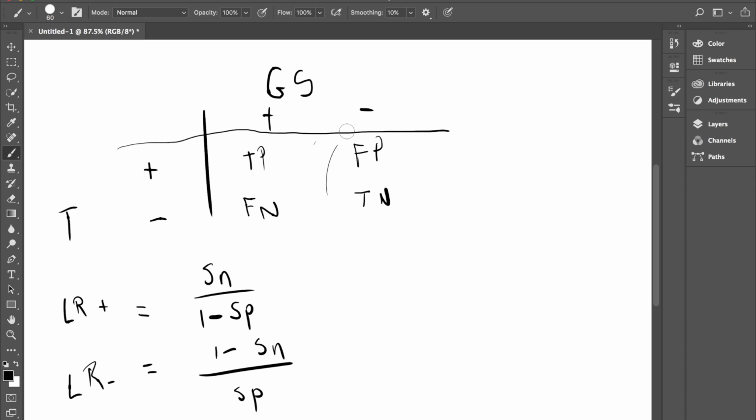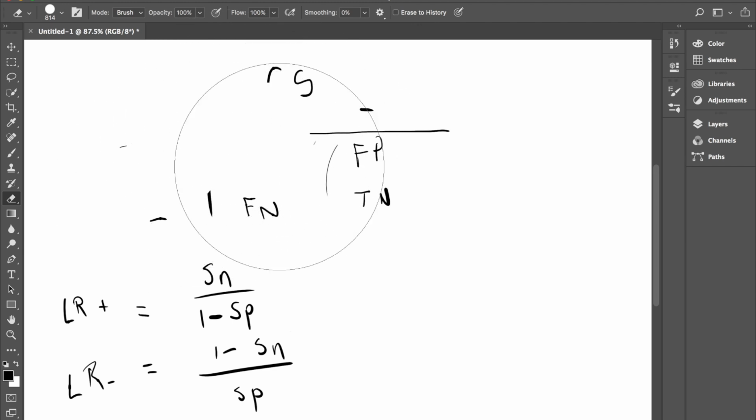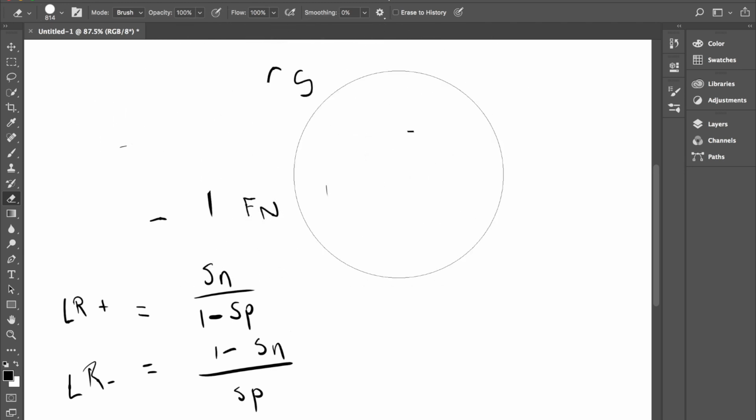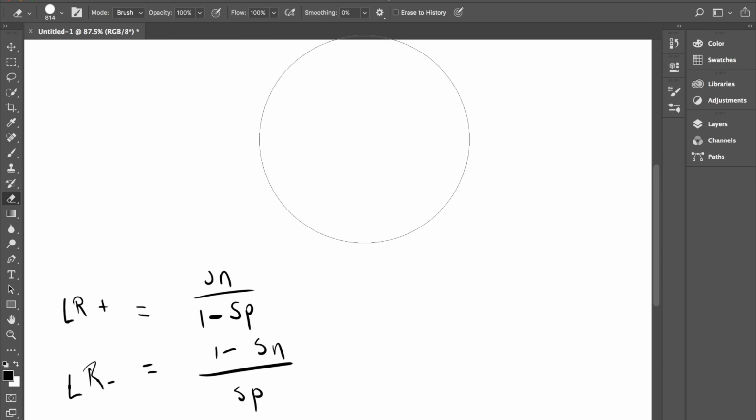Now, what's important to know is how do I know whether this test is going to move me past the test threshold or past the treatment threshold? Well, there are values for LR positive and LR negative that tell us the effect that they have on diagnostic certainty. So let's just go ahead and erase these.